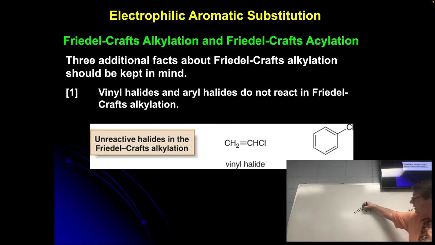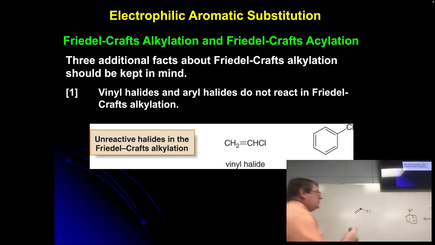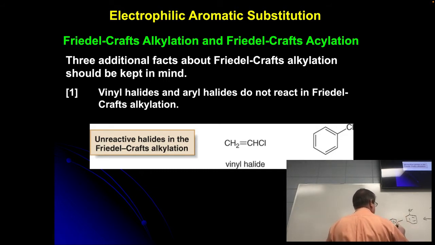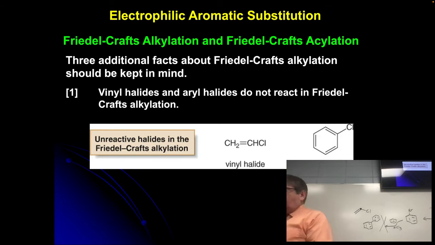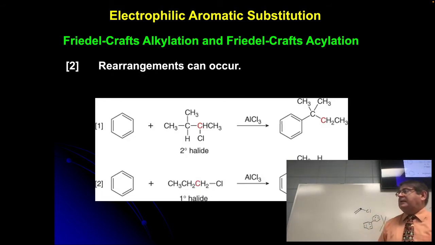Notice that the chlorine here is attached to an sp2 hybridized carbon. So you can't use vinyl halides, and you can't use aryl halides. So I couldn't take this aryl halide, react it with benzene and aluminum trichloride, and get this molecule that's called biphenyl. It doesn't work. Your alkyl halide has to be attached, the halogen has to be attached to an sp3 hybridized carbon. Okay? So that is one limitation of this methodology. You are limited in the types of alkyl halides.